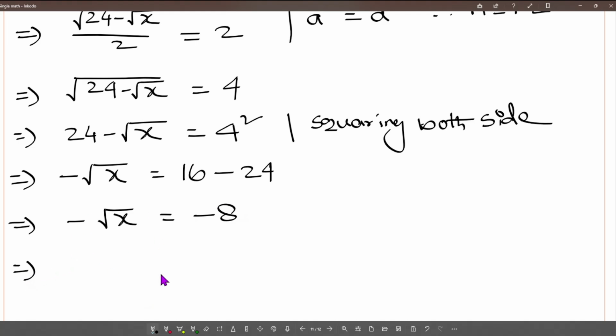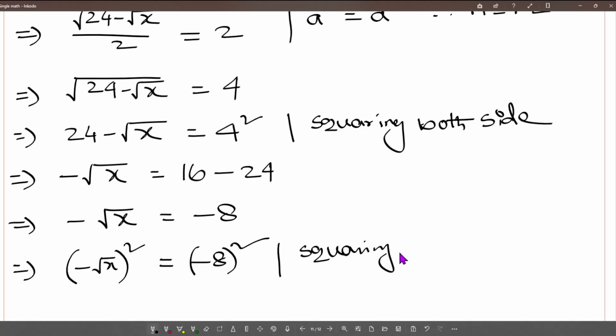Again we can square both sides. So minus root x square equals minus 8 square. Okay, squaring both sides. Now it will become x equals 64. Why? Minus square means plus, root x square means only x. So ultimately we get x equals 64. This is our answer. Okay.